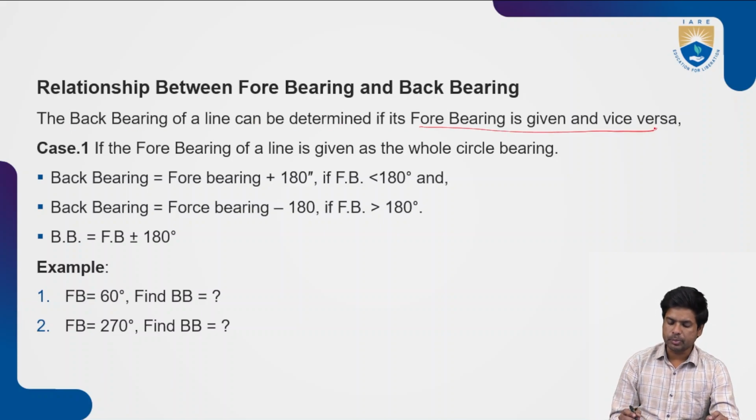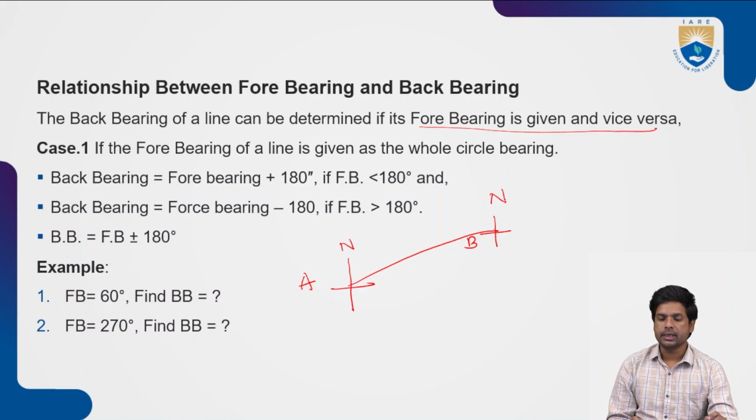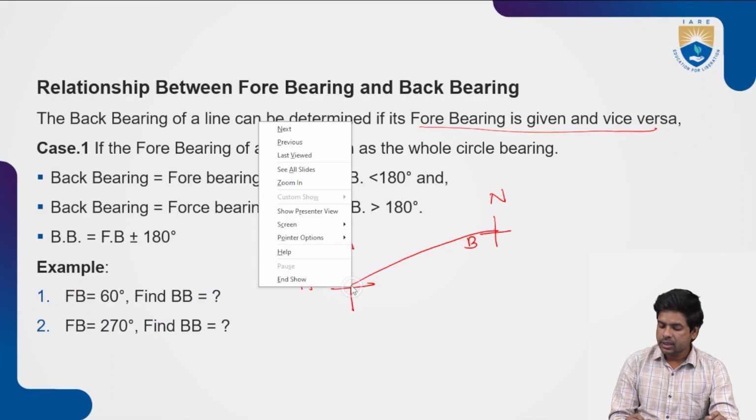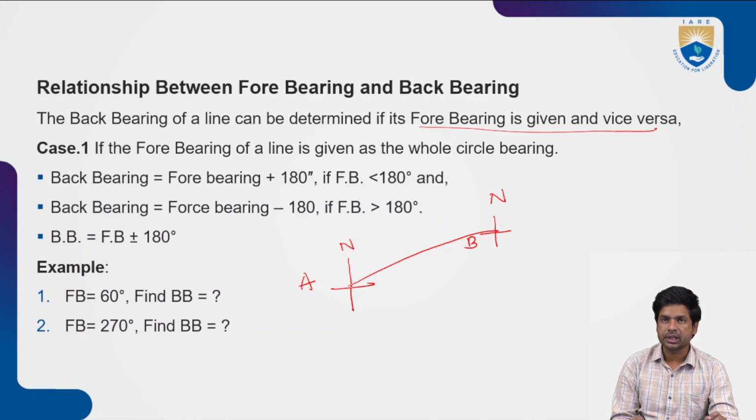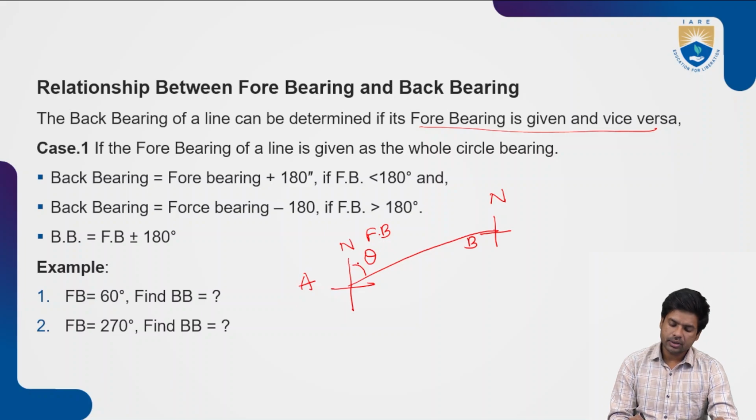So when you get the fore bearing, suppose this is station A and here we have station B. Just join these two. This is station B and this is the north direction, and this is north again. So when you sight station B from station A, the angle formed here is called alpha, that is the fore bearing. Or else you can represent this with theta. I am representing this with theta. So now this is the fore bearing.